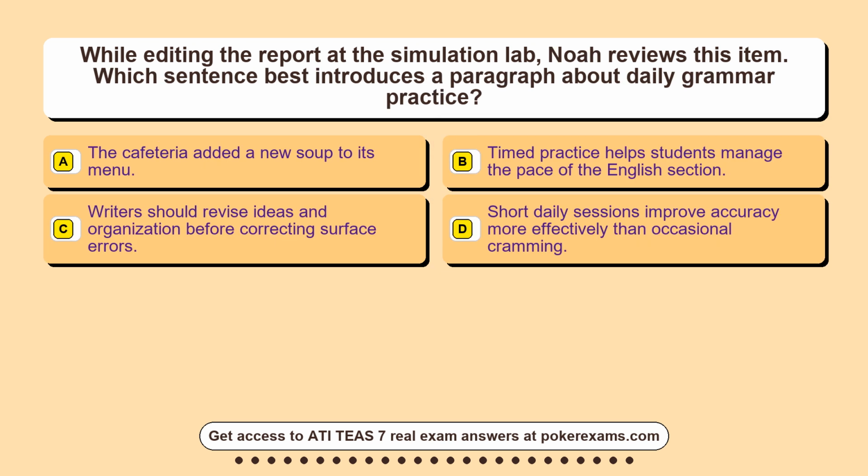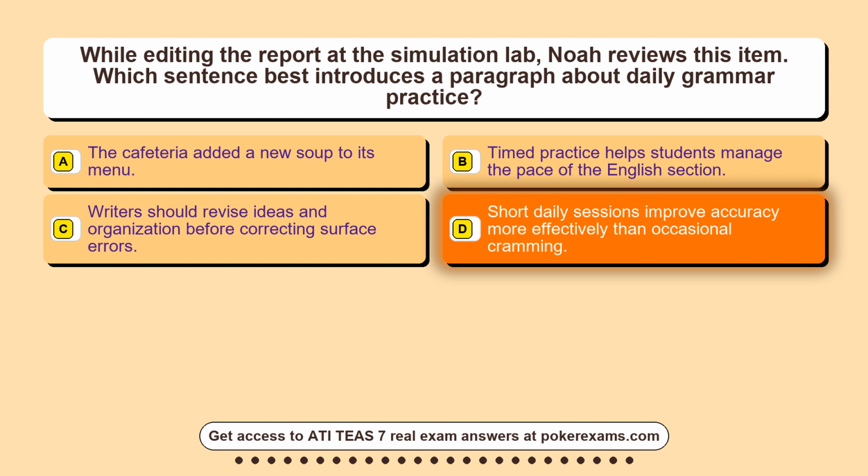Question 22. While editing the report at the simulation lab, Noah reviews this item. Which sentence best introduces a paragraph about daily grammar practice? Option A. The cafeteria added a new soup to its menu. Option B, a timed practice helps students manage the pace of the English section. Option C, writers should revise ideas and organization before correcting surface errors. Option D, short daily sessions improve accuracy more effectively than occasional cramming. The correct answer is option D.